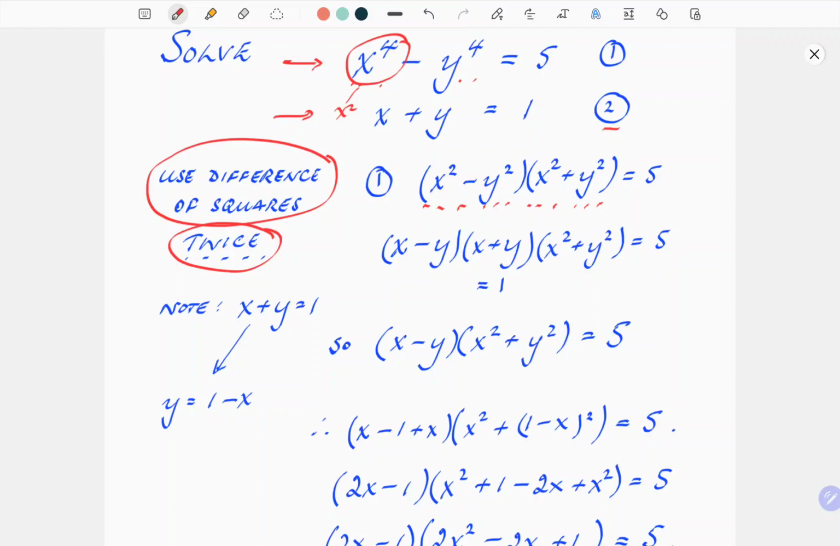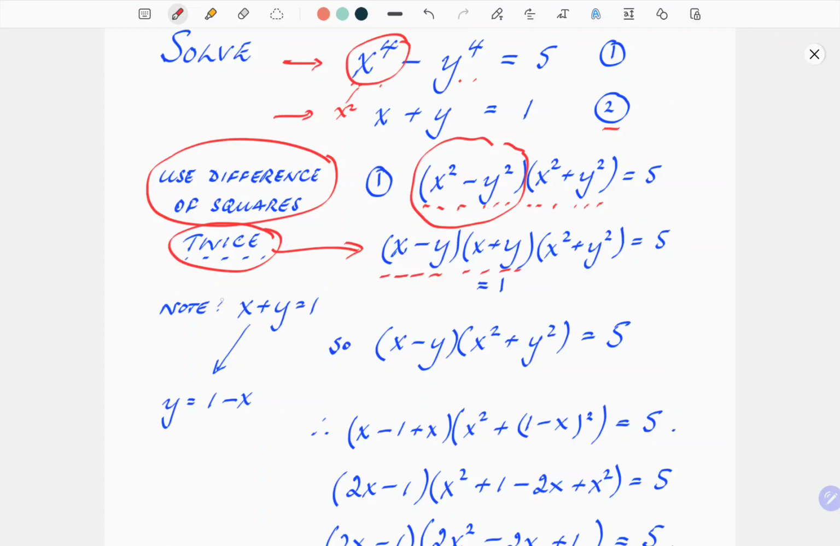And from there, we know that the x squared minus y squared itself can then be broken down into x minus y, x plus y. All right, two factors. That's what I meant about doing it twice. So now that we have that broken down into x minus y times x plus y times x squared plus y squared all equals 5.